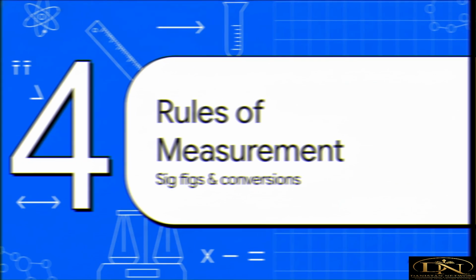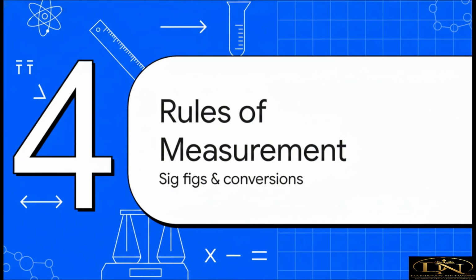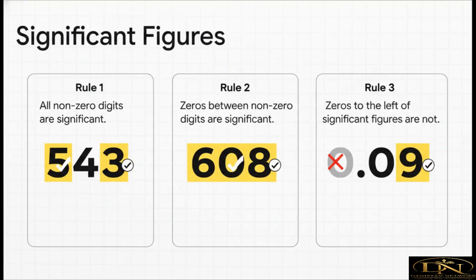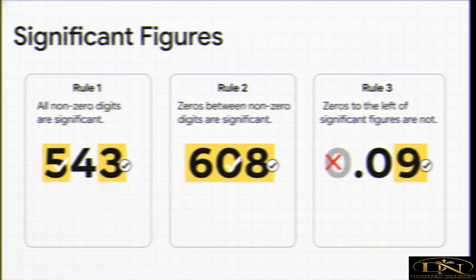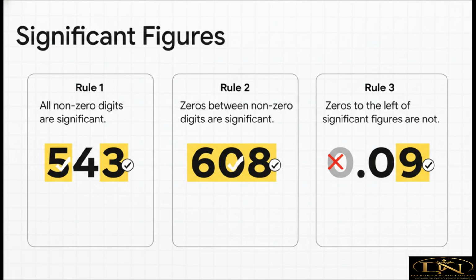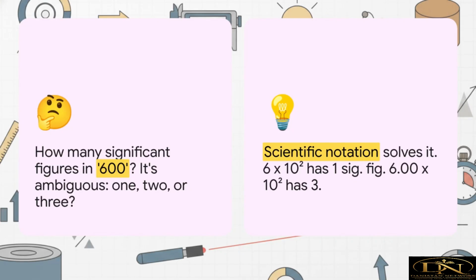Alright, so we've got our units, we've got our prefixes, but to make sure our measurements are actually accurate, there are some really important rules we need to follow. And that brings us to section 4, the rules of measurement. A huge concept here is significant figures. This is what tells us the precision of our measurement. The rules are pretty simple. All non-zero numbers count. Any zeros stuck in the middle count, but the zeros at the very beginning, nope, they're just placeholders. But what about a number like 600? Those zeros at the end are a bit ambiguous, right?